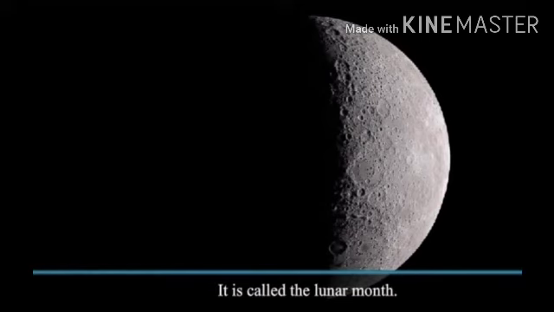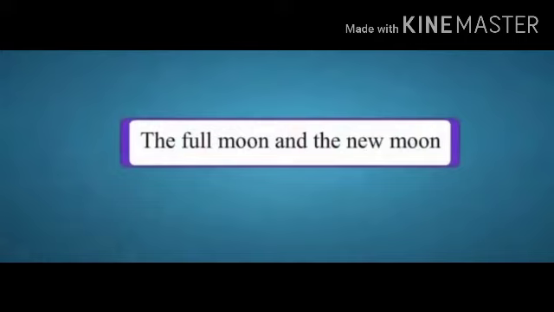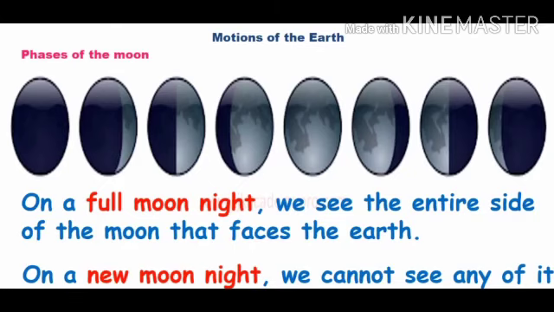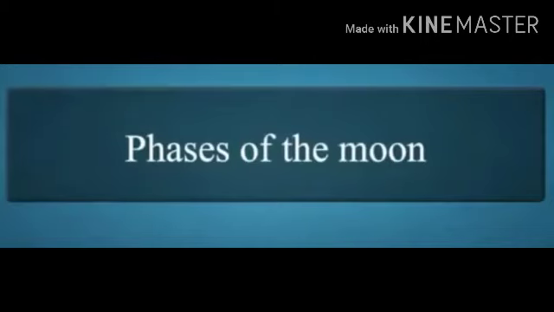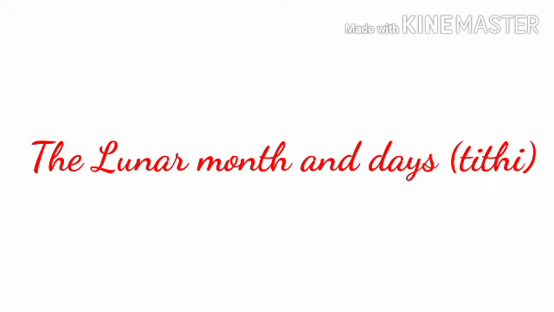From new moon to full moon, it again grows bigger and bigger. These different shapes of the moon that we see are called the phases of the moon. The period from one new moon to the next is called a lunar month. It has about 28 to 30 days. So today we will be studying about the lunar month and days, that is Tithi.